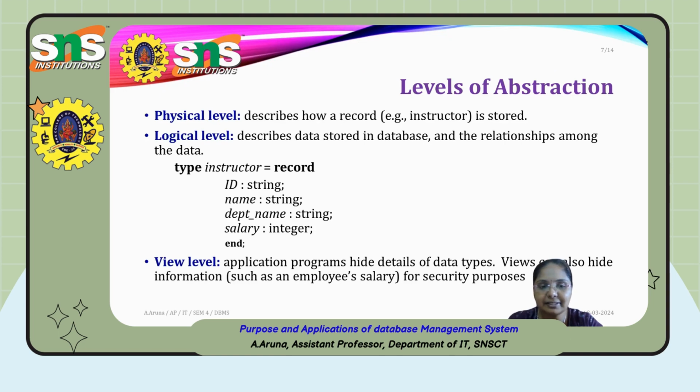It can be stored in three levels: physical level, logical level, and the view level. View level is the application level. So through an API, we are generating some information for the user. For that purpose only, we are using the view level.